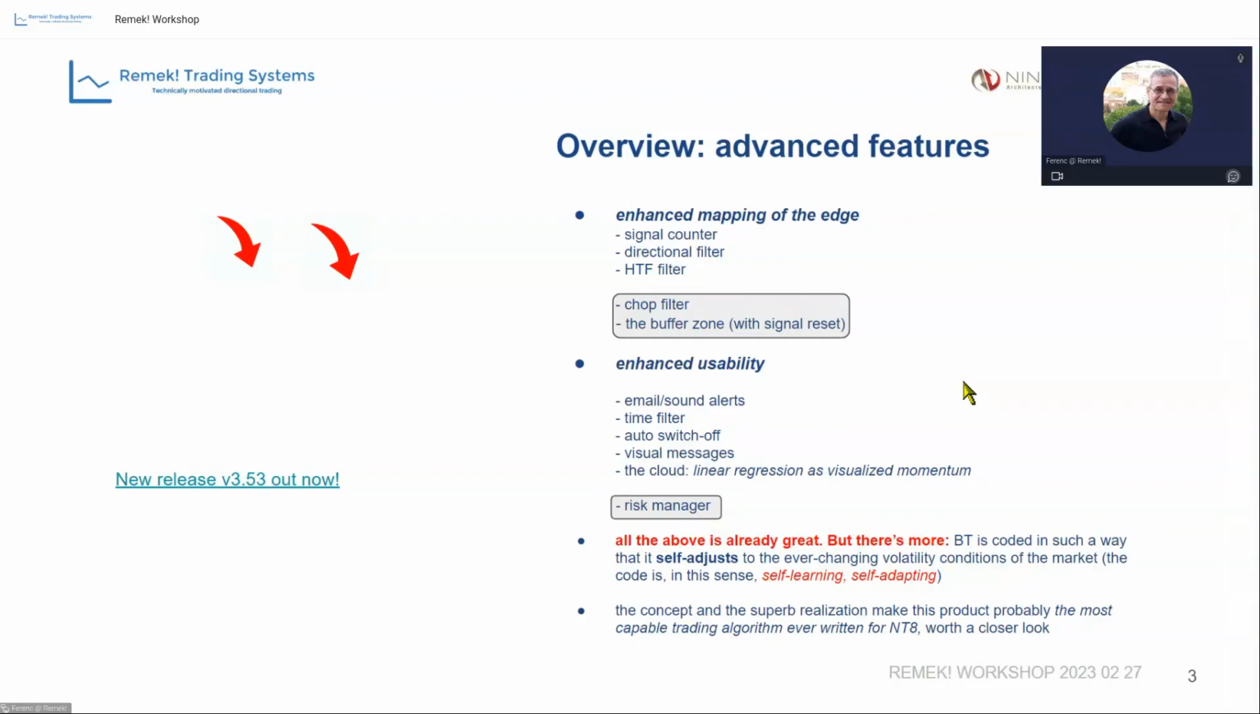This is it. That was just a little run through of all the major functionalities and features of the software, grouped into two categories. One to track or improve our tracking of the edge. The other one is to enhance usability. And this is already great, I think, but there's more. And I put this in red so I won't forget to mention it.